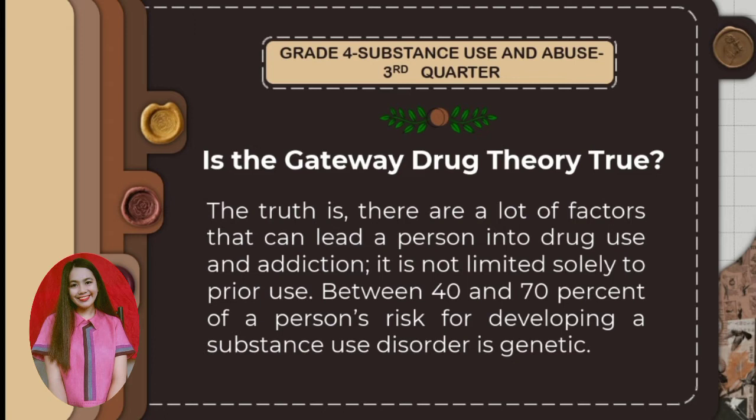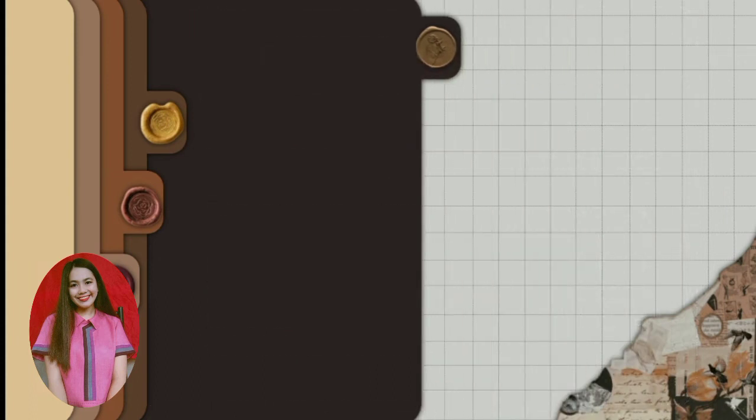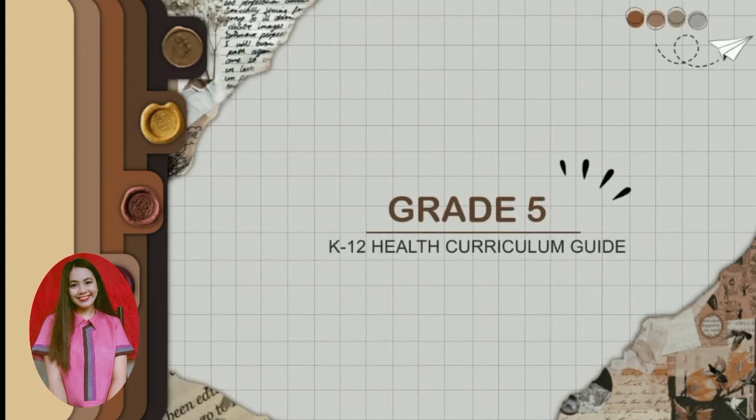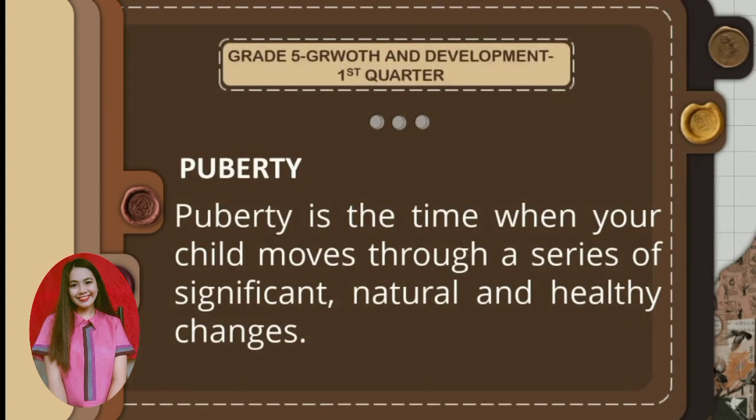So, do gateway drugs exist in adolescence and young adulthood? Yes, they do. Every addictive drug is a gateway drug if used in this critical age window, while brain development is still underway. Now, let us proceed to the health curriculum guide of grade 5.